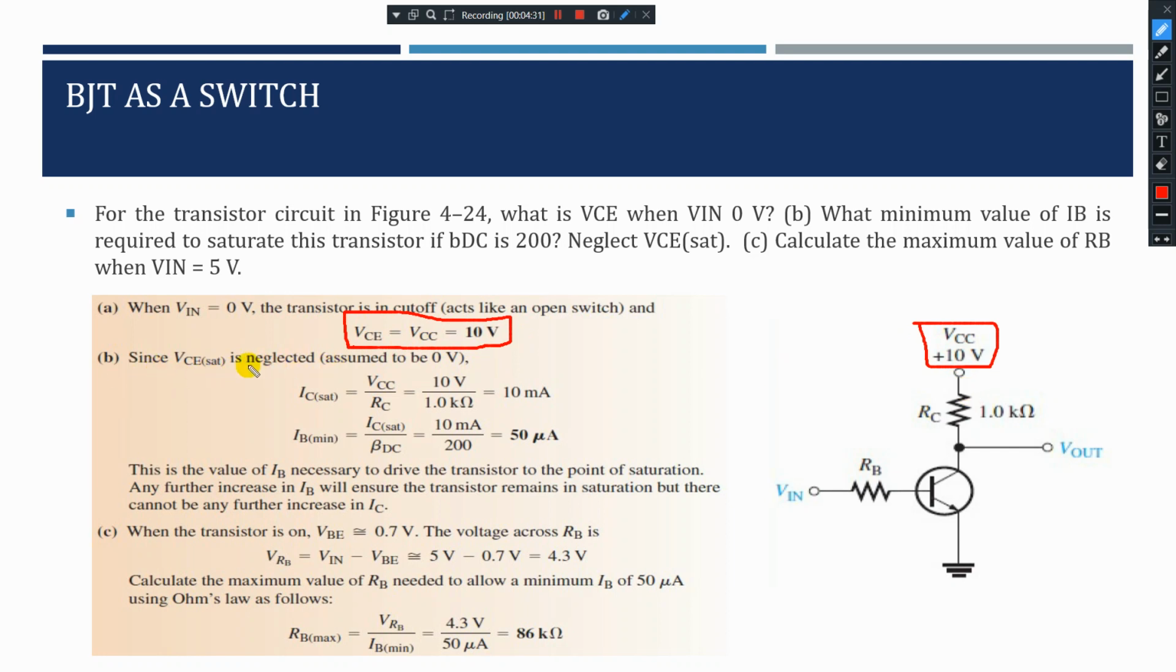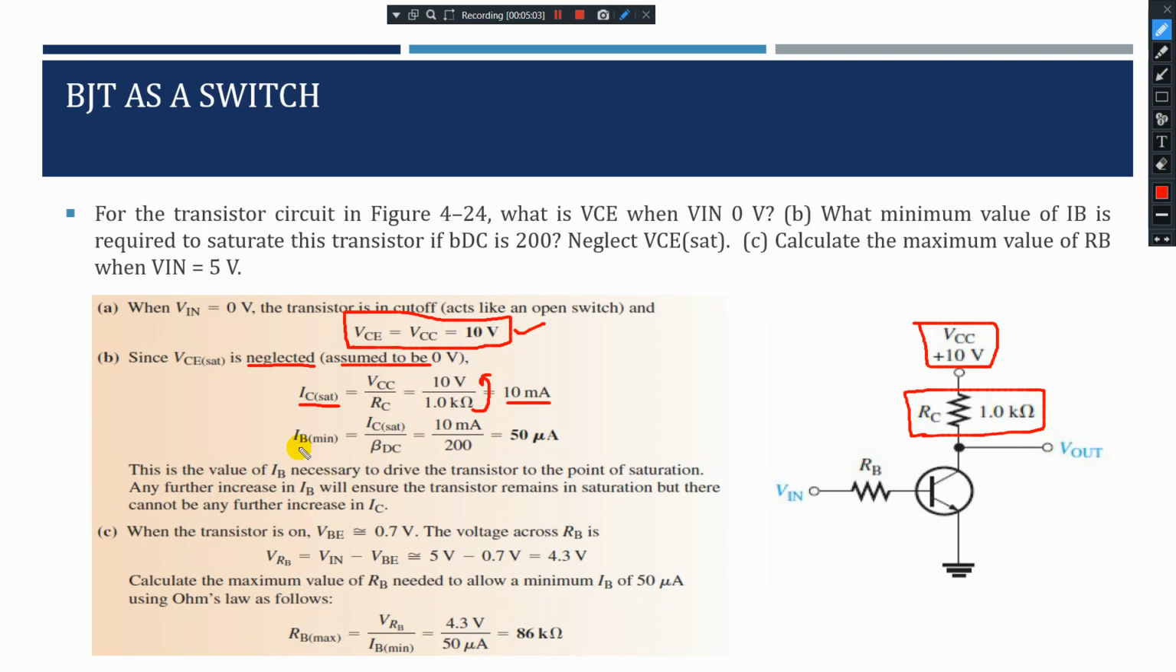Since VCE is negligible, or we can assume it to be 0, then IC is equal to VCC divided by RC. What is VCC? It is 10 volts. What is RC here? It is 1 kilo. So 10 volts by 1 kilo. Kilo, if it is transferred to the numerator, becomes milli. So it is 10 milliamps.